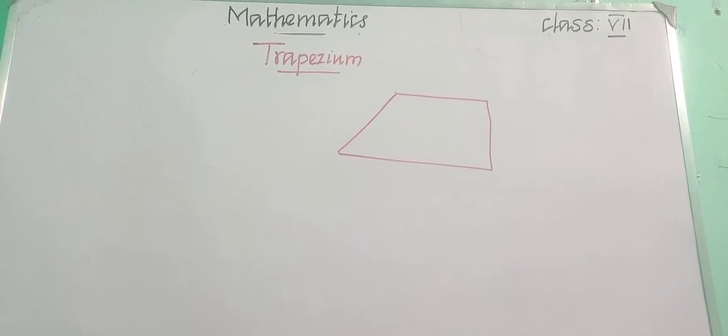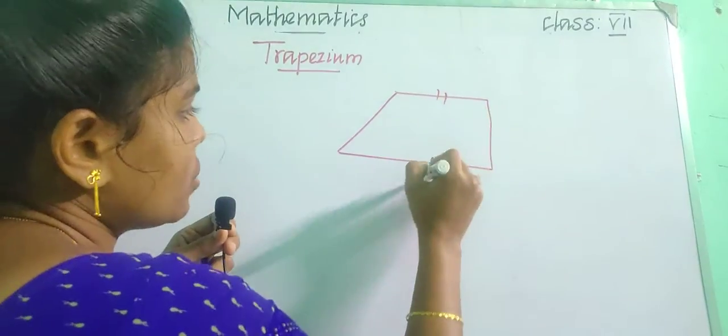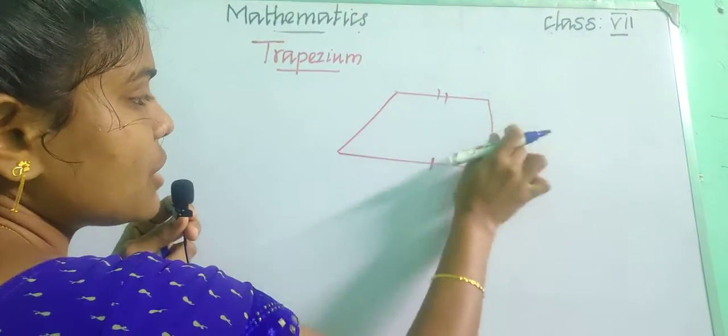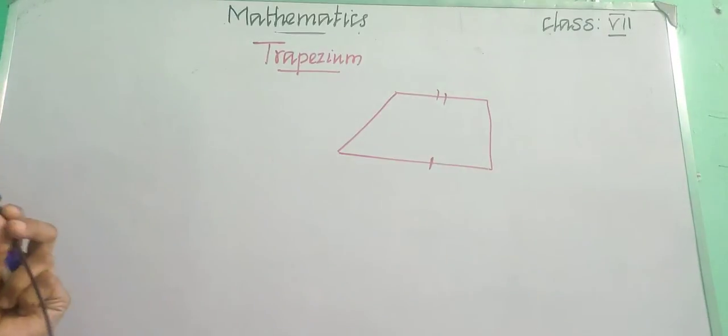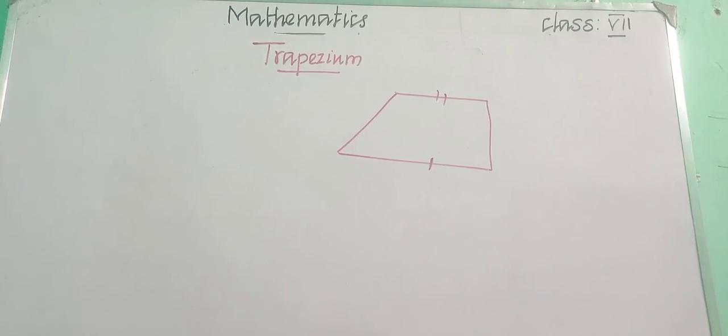So we will call this trapezium a parallelogram with one pair of non-parallel sides. See, these two sides are parallel, right? These two sides are parallel, but these two sides are not parallel. Is it, children? So we are calling this trapezium a parallelogram with one pair of non-parallel sides. A parallelogram with one pair of non-parallel sides is called a trapezium.